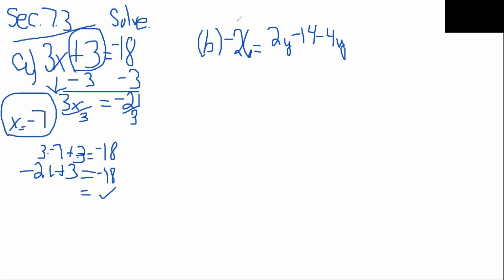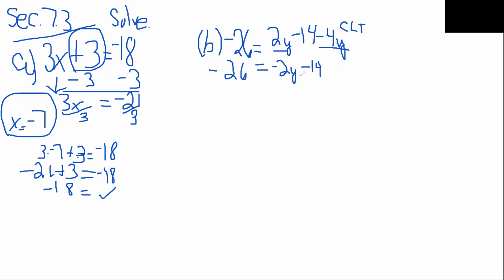Now model B: -26 equals 2y minus 14 minus 4y. Here I have 2y and a -4y, and I need to combine like terms. That's the first movement I need to do here. So +2 and -4 will become a -2y. What's left is -14, and on the left side we still have -26.